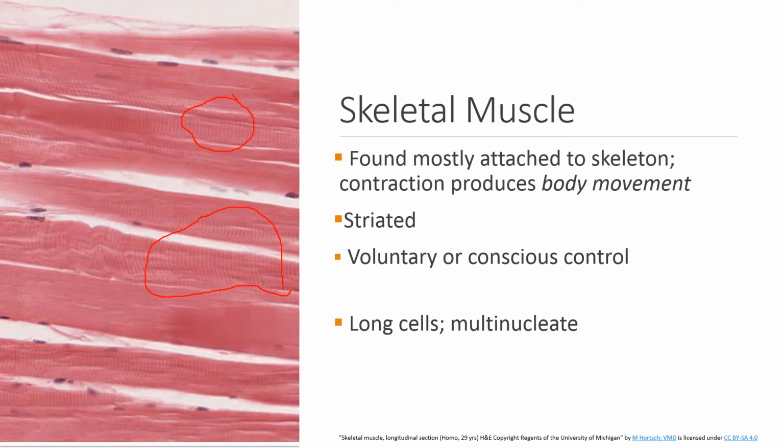This is called striation. And there's only two types of muscle that are striated. One is the skeletal muscle and the other is cardiac, which we'll look at in a few minutes. Your skeletal muscle is under voluntary or conscious control. What this basically means is that you consciously, using your brain, decide to move those muscles.